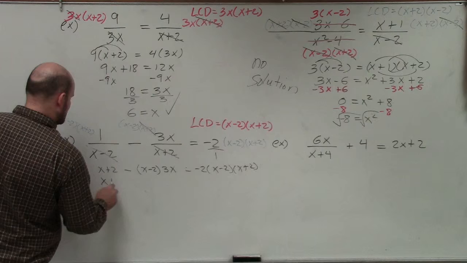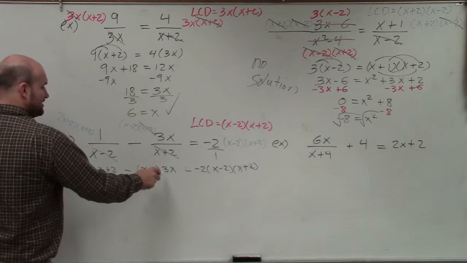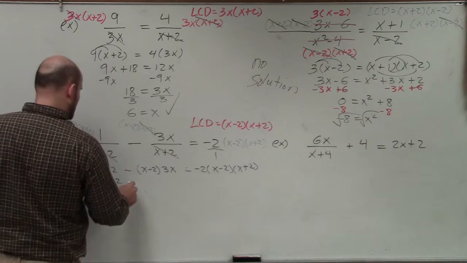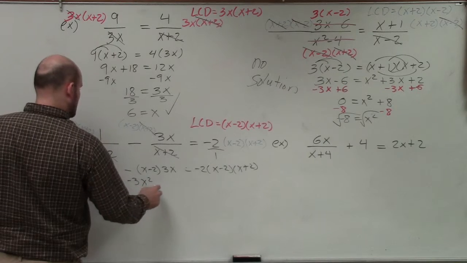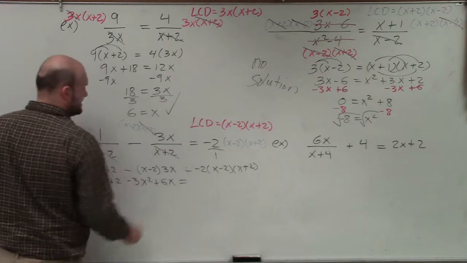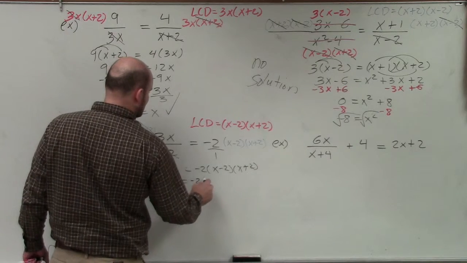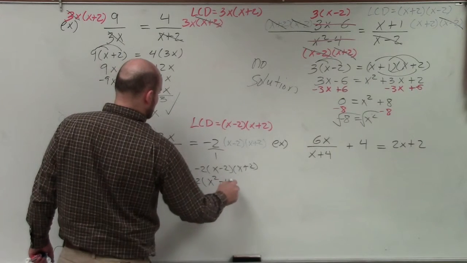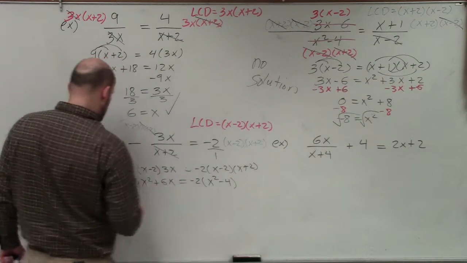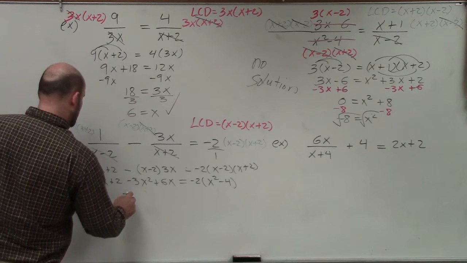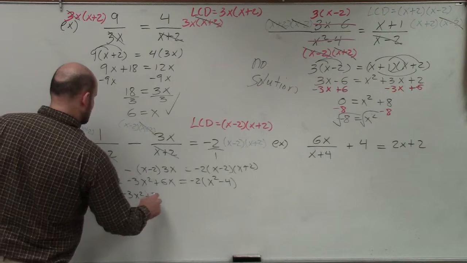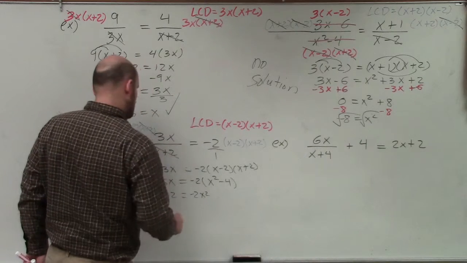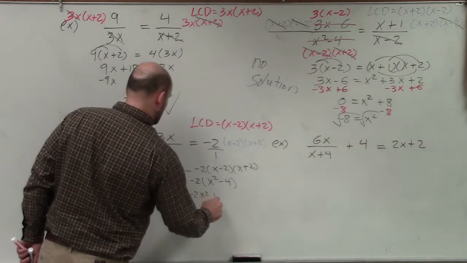So therefore, this becomes this x plus 2. Now remember, make sure you distribute your negative here. So when I distribute the negative and multiply by the 3x here, I'm going to be left with a negative 3x squared plus 6x, which is equal to, here, I'm going to multiply this negative 2 last. So I'll multiply this out. That's going to be a difference of 2 squares, which is going to be x squared minus 4. Distribute that. So let's combine your terms on the left side here. So I'll have a negative 3x squared plus 7x plus 2 equals negative 2x squared plus 8.